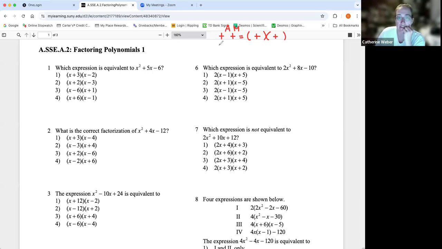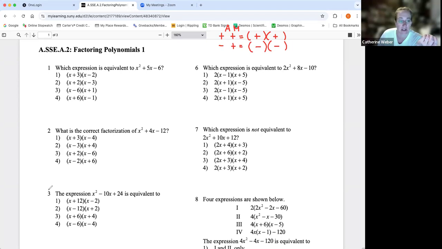Then we have minus plus. So same thing, add, multiply. Here, however, we will have the binomials be minus minus, because the only way to have a positive product and a negative sum would be if they both were negative.